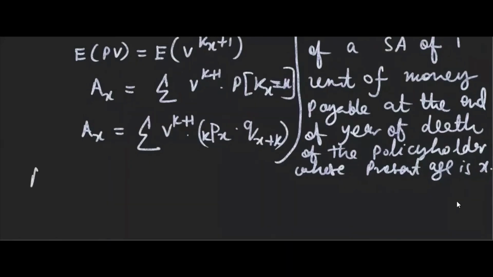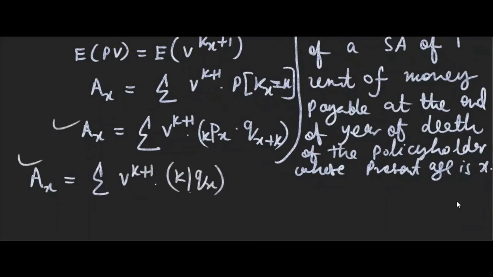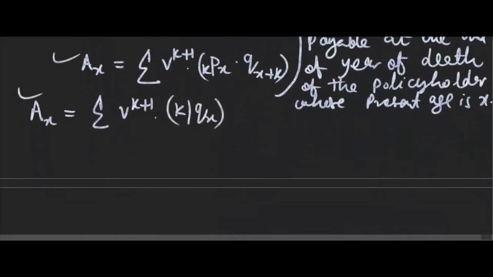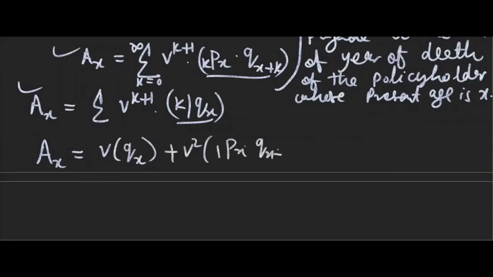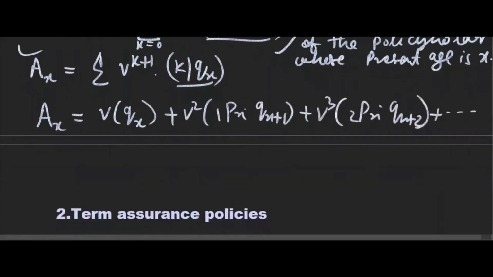And if you want to write, you can use the other one as well. This is k deferred qx. This one also you can use. These are two ways, but they are the same, not different. This is equal to this. If you expand, you put k equal to 0. You start from k equal to 0, you get v, px0 will be 1, you will get only vqx, this will be the first term, v square px1 qx plus 1, this is the second term, v power 3 px2 qx plus 2, this is the third term, that way it will continue. That's all, you need not worry, you know this already.